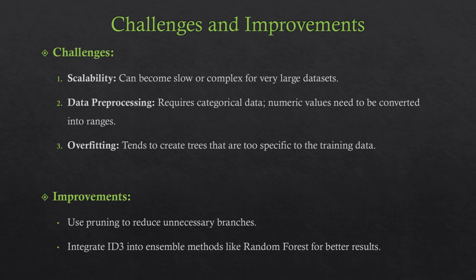Challenges and improvements. Challenges: scalability, data preprocessing, overfitting. Scalability means the algorithm can become inefficient when handling very large datasets due to computational complexity. Data preprocessing: it requires data to be categorical, meaning numeric data must be transformed into categorical ranges before processing. Overfitting: it often creates overly specific decision trees that perform well on training data but generalize poorly to new, unseen data.